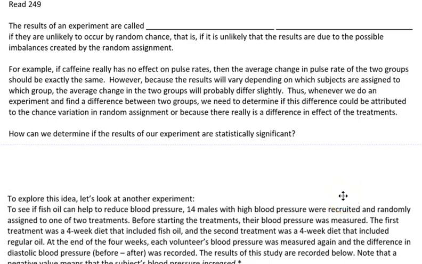The results of an experiment are called statistically significant if they are unlikely to occur by random chance. That is, if it is unlikely that the results are due to the possible imbalances created by the random assignment.